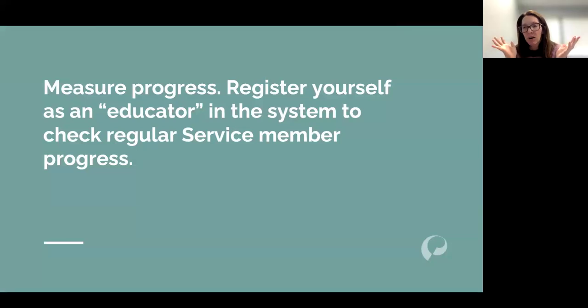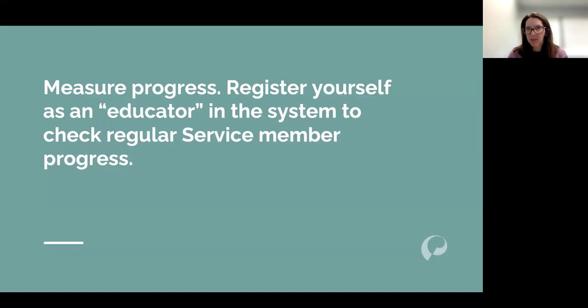And then also measure progress, right? So what's measured gets done, right? So register yourself as an educator in the system. It's that same URL, dantes.petersons.com. And then you can check into the system to monitor service member progress.